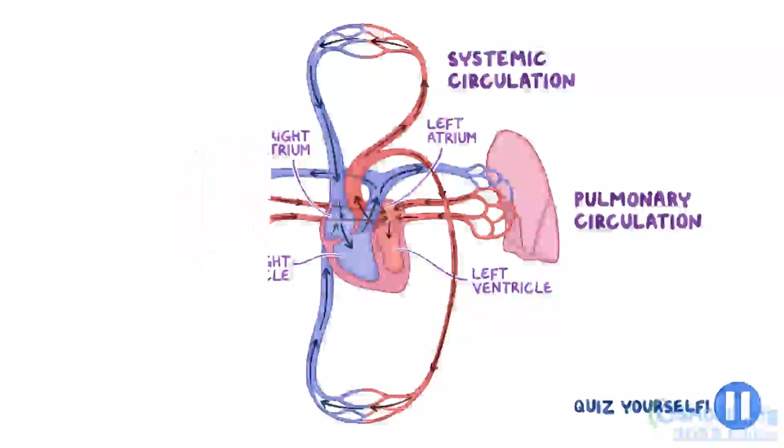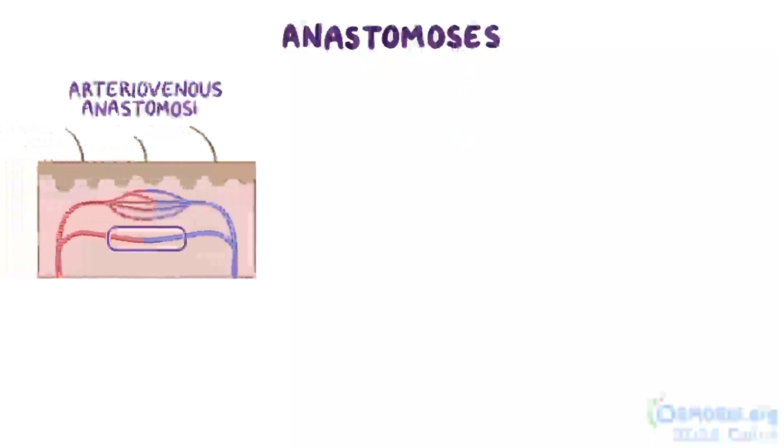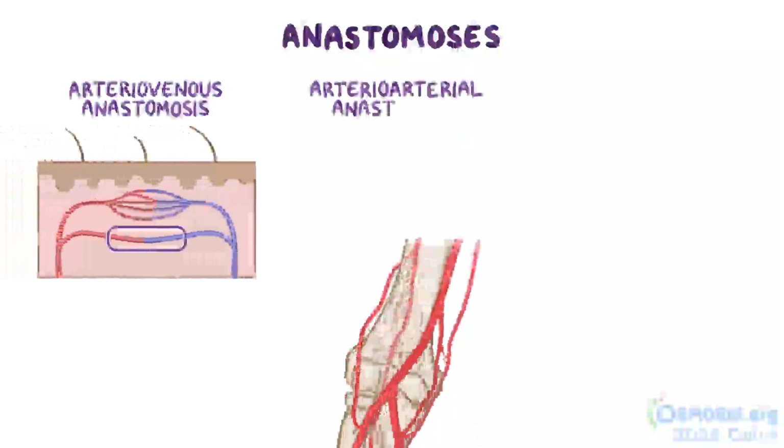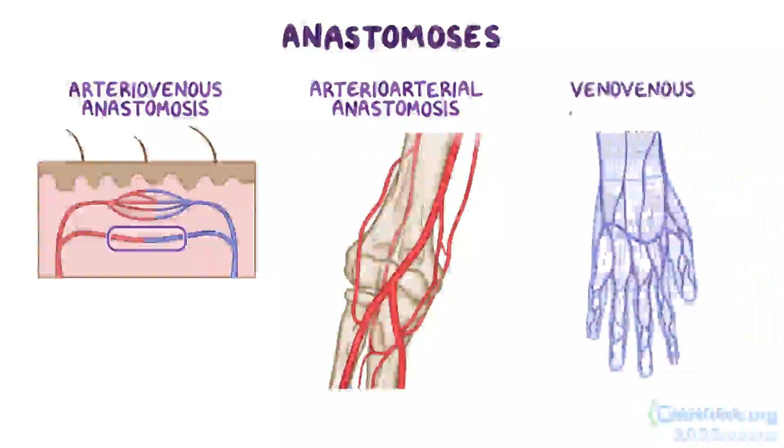Blood vessels often connect to each other, forming networks called anastomoses. These connections may be between an artery and a vein, called an arteriovenous anastomosis, between 2 arteries, called arterioarterial anastomosis, or between 2 veins, called a veno-venous anastomosis.